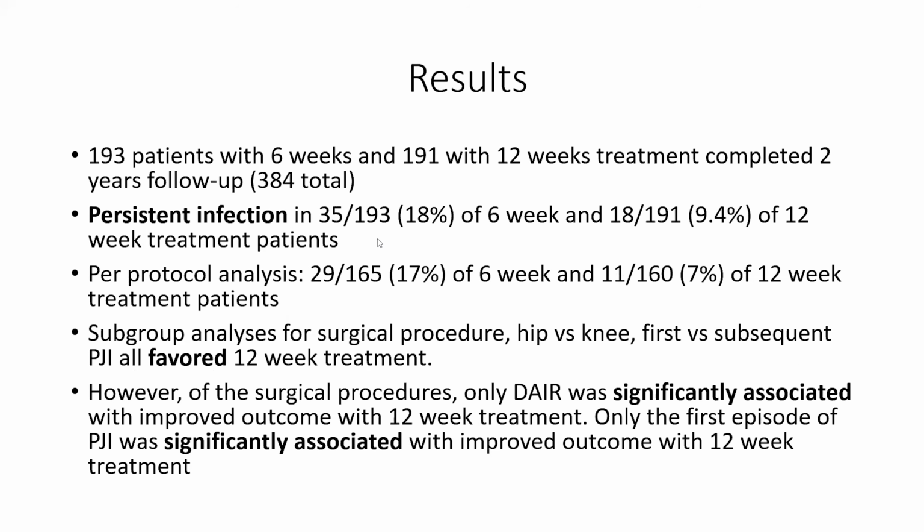As mentioned in the previous talk, there was persistent infection in 18% at the 6-week treatment, 9% at the 12-week. So persistent means the same organism that you had in the initial infection. They did subgroup analyses, which favored 12-week treatment. However, the only statistically significant findings were that DAIR had an improved outcome with 12-week treatment, and first episode of PJI did better with 12-week treatment. Subsequent ones did not.